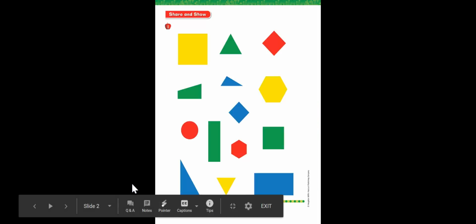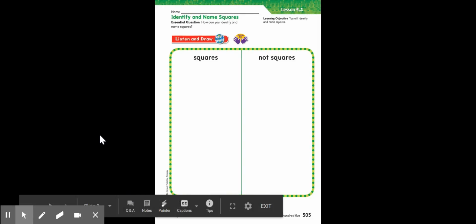Good morning. I hope you enjoyed our mini lesson that we just did all together. Now we are going to sort squares and not squares on our own. I'm only going to do a few with you because you'll do it along in your notebook on a piece of paper or on printed pages.